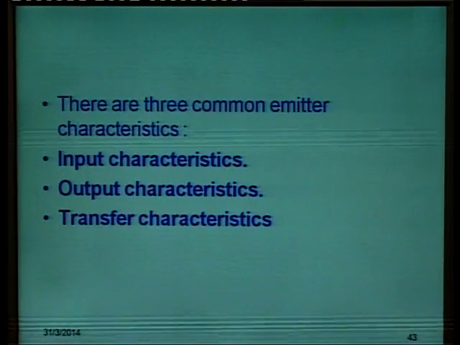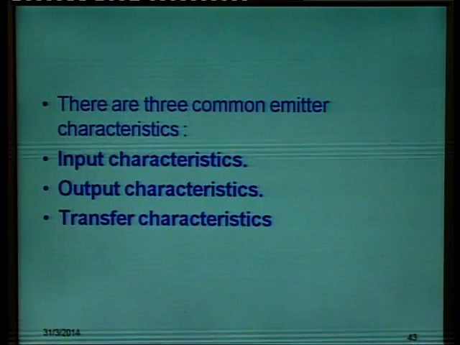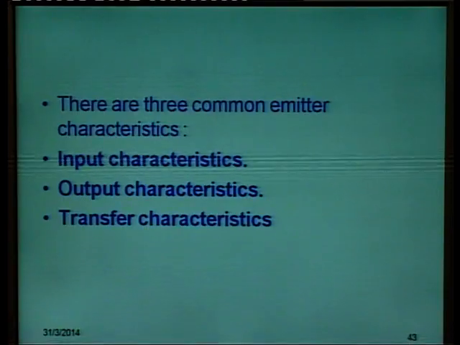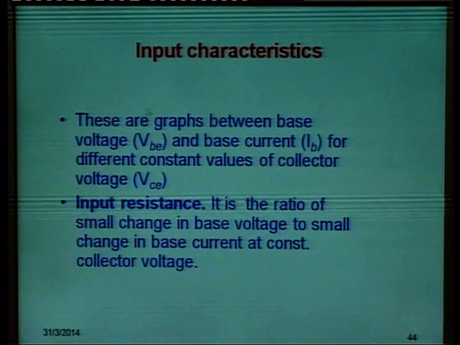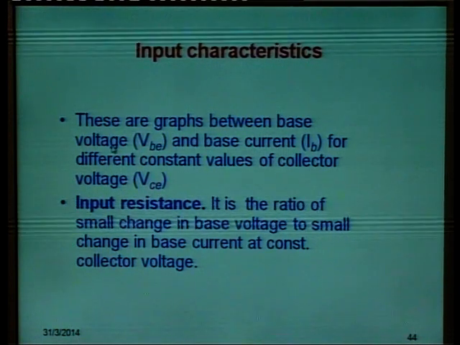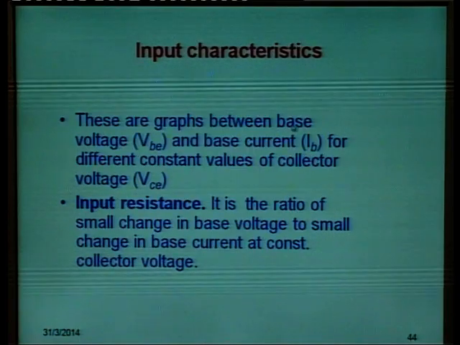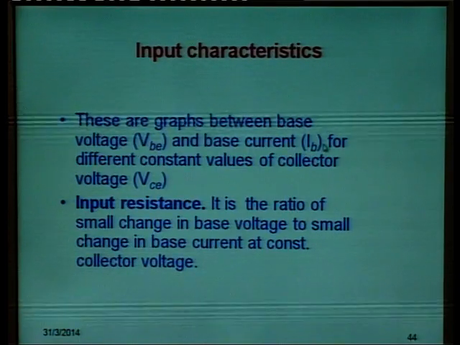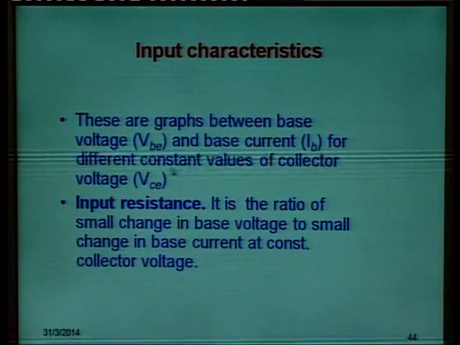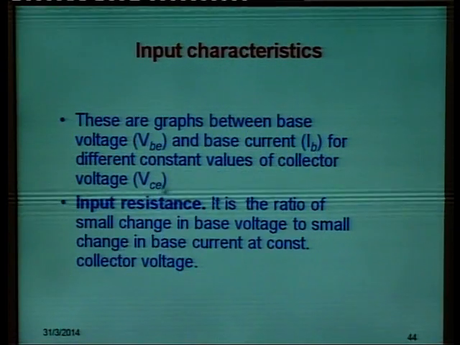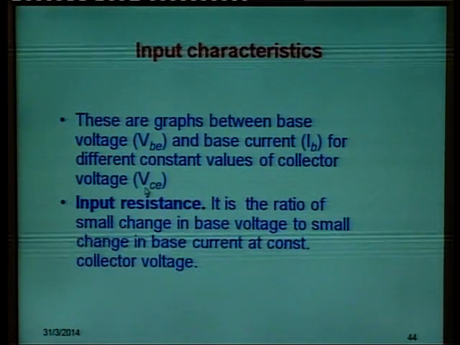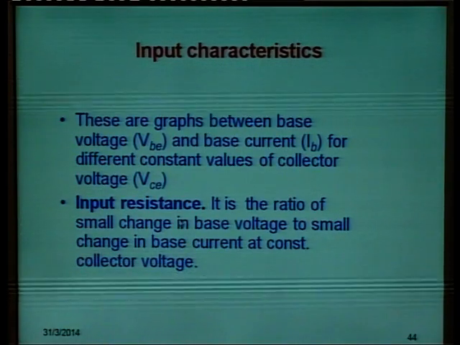There are three common emitter characteristics: input characteristics, output characteristics and transfer characteristics. Input means the things at the input, voltage or current. So, input characteristics are the graphs between base voltage and base current for different constant values of collector voltage. Then you can find the input resistance also.